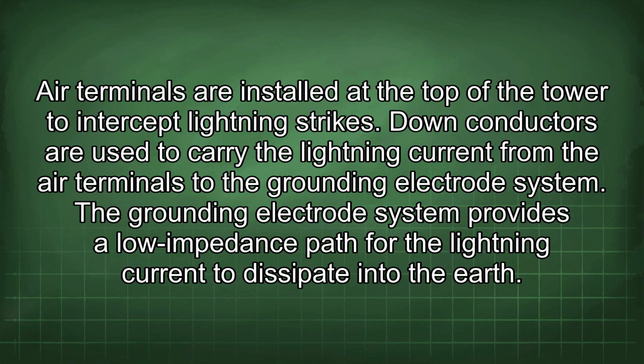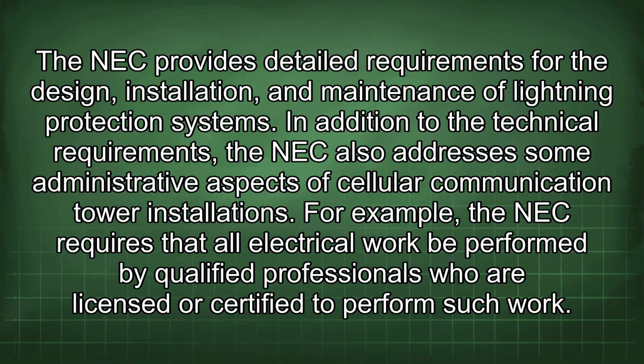Air terminals are installed at the top of the tower to intercept lightning strikes. Down conductors are used to carry the lightning current from the air terminals to the grounding electrode system. The grounding electrode system provides a low impedance path for the lightning current to dissipate into the earth. The NEC provides detailed requirements for the design, installation, and maintenance of lightning protection systems.